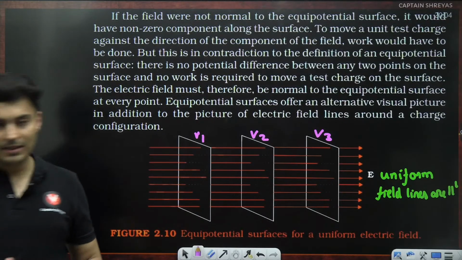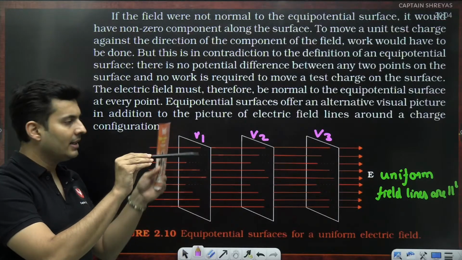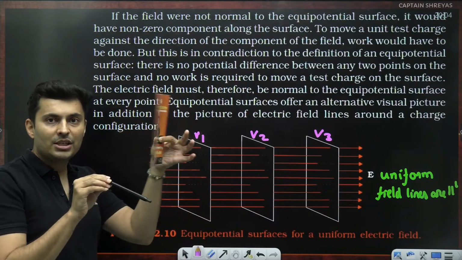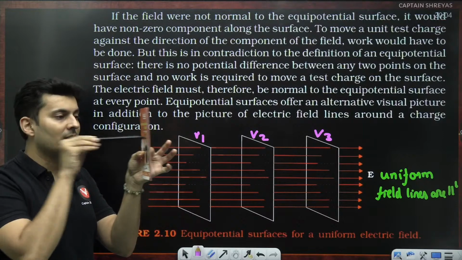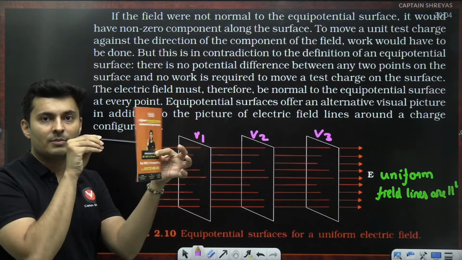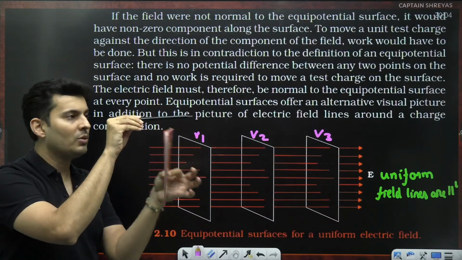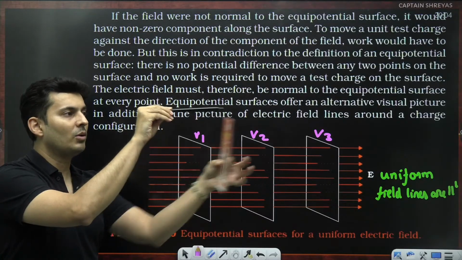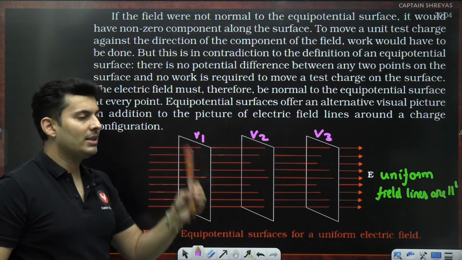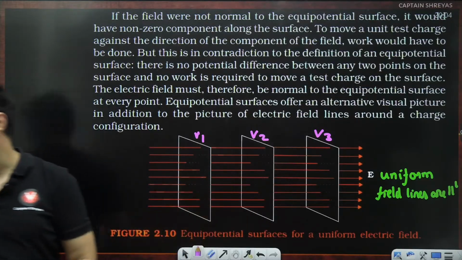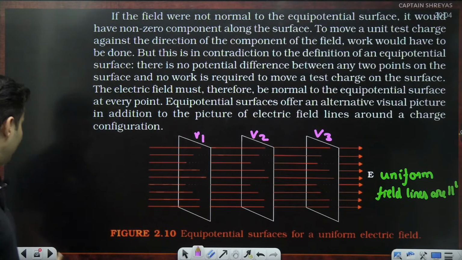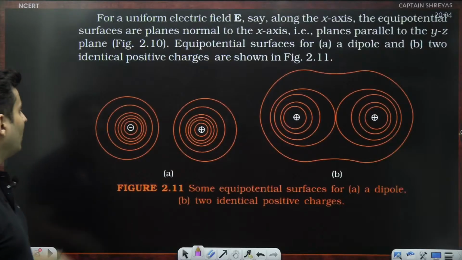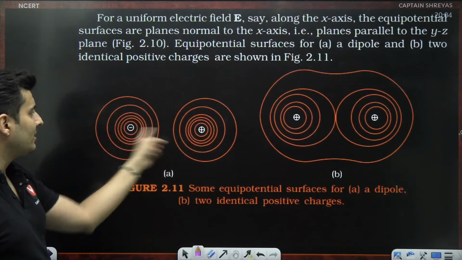So think of it like this. If this was my electric field line, this page will be an equipotential surface because it is perpendicular. After some more distance, you will have another equipotential surface, and after some more, another. So they are basically parallel planes one after the other. Cool. That is the first example. Then they give a dipole. This is a dipole. You can see that.